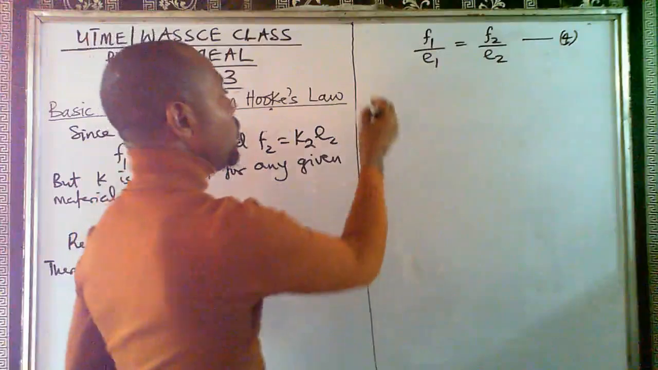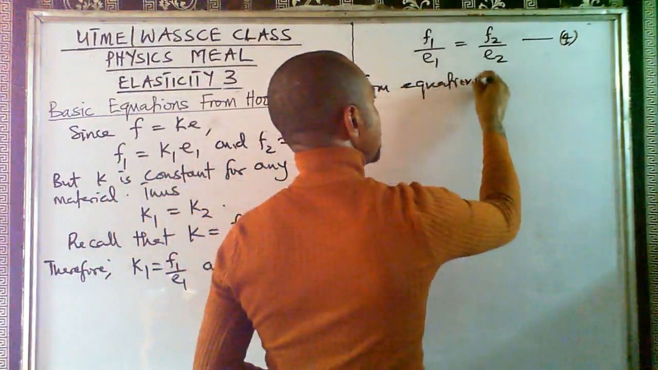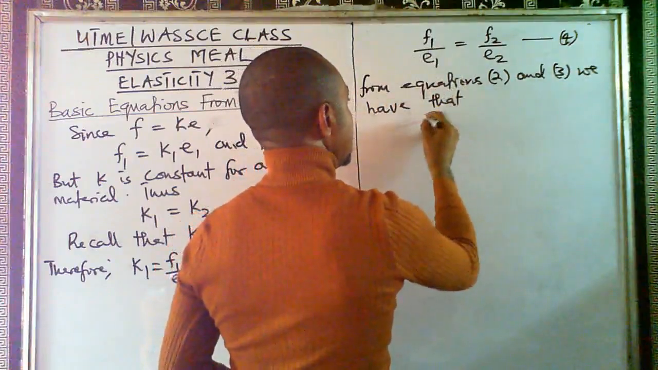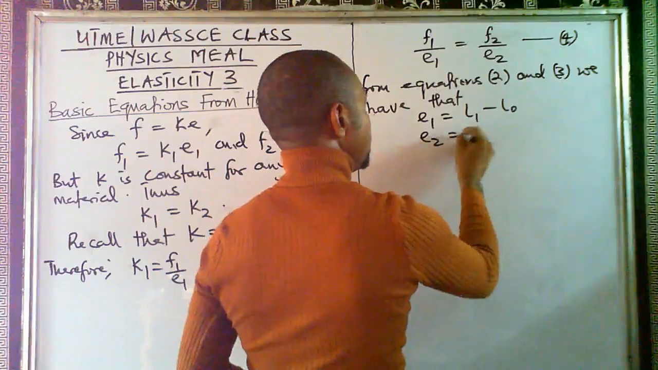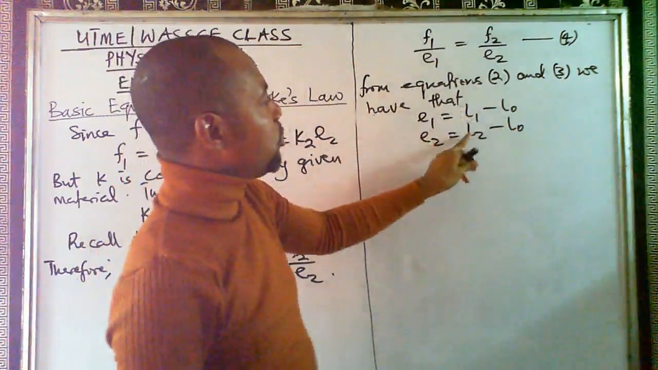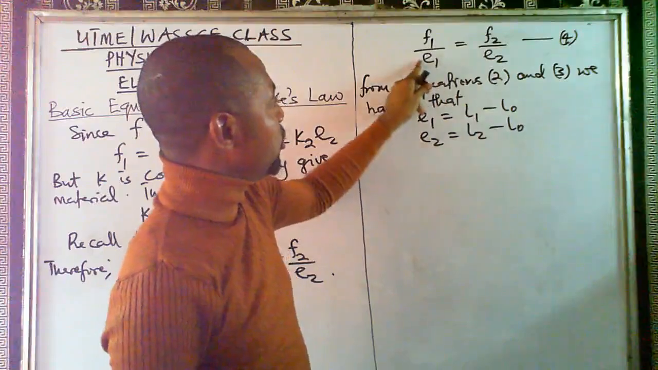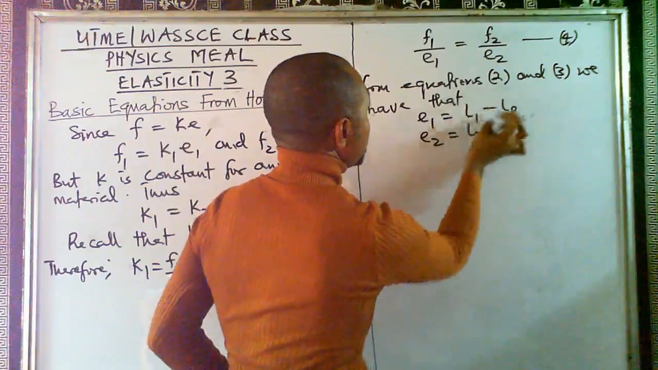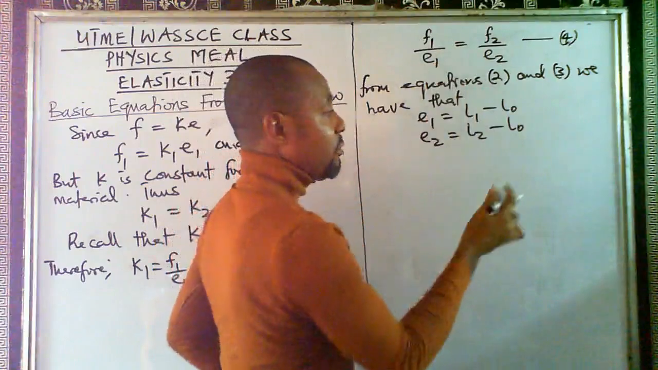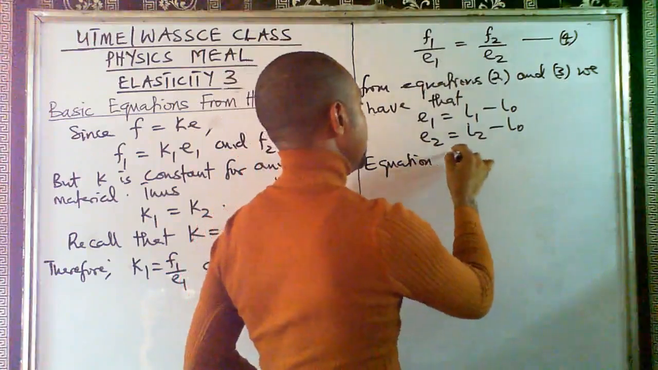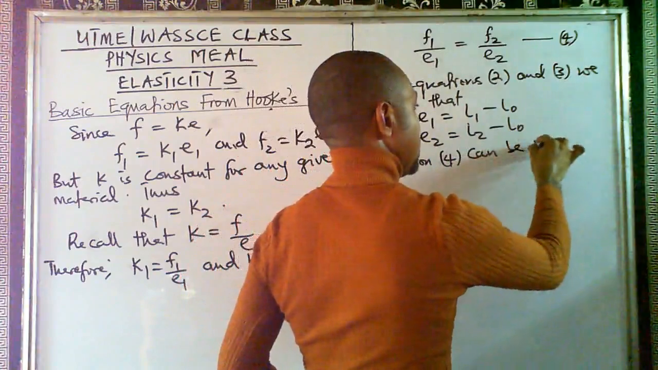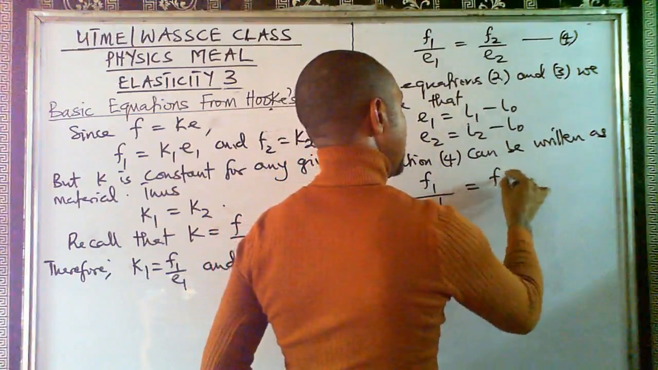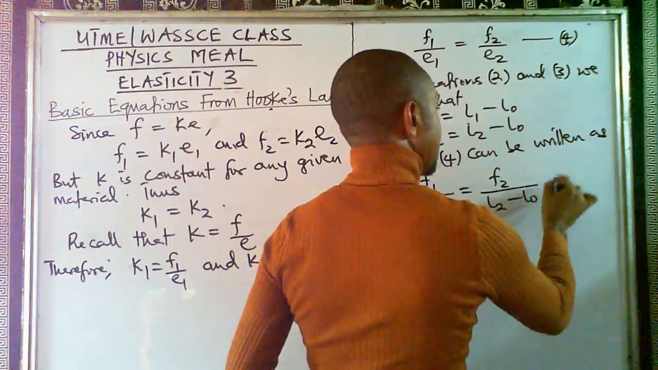Now recall that from equations 2 and 3, we have that E1 is equal to L1 minus L0 and E2 is L2 minus L0. So if I substitute the values of E1 and E2 into equation 4, that means instead of writing E1 here, I can write L1 minus L0, because the whole of this is E1. If I substitute, I will now have this. So equation 4 can be written as F1 over L1 minus L0 is equal to F2 over L2 minus L0. Let me call it equation 5.